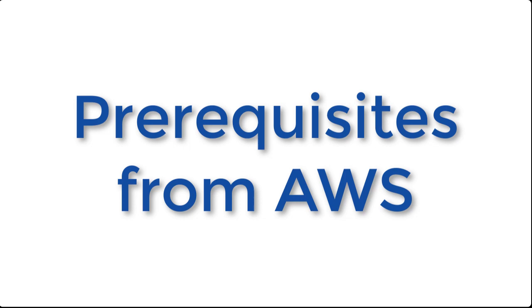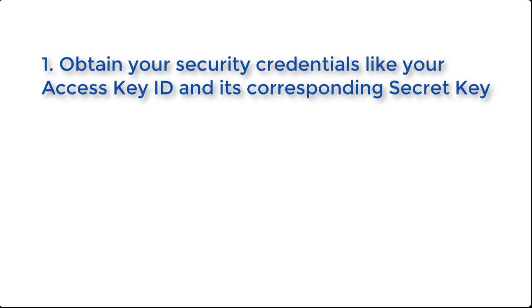Before you can start sending SMS messages from MFT server, there are a couple of things you'll need to do on the Amazon AWS side. This would include the following. First, you need to obtain your security credentials like your access key ID. We call this username or access key on MFT server, and its corresponding secret key, also known as the password.